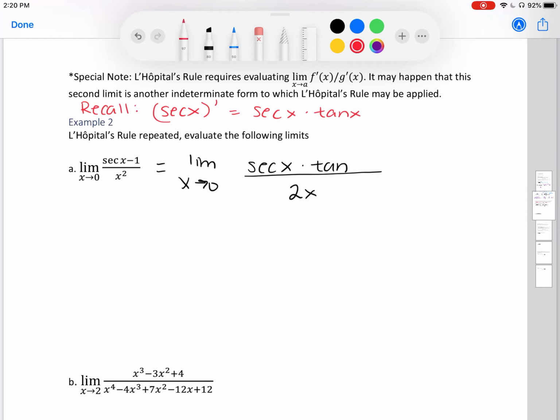Now, I still have a problem. When I substitute that value, I still get 0 in the denominator, thus undefined. So because of this reason, our next step is to apply L'Hopital's again.